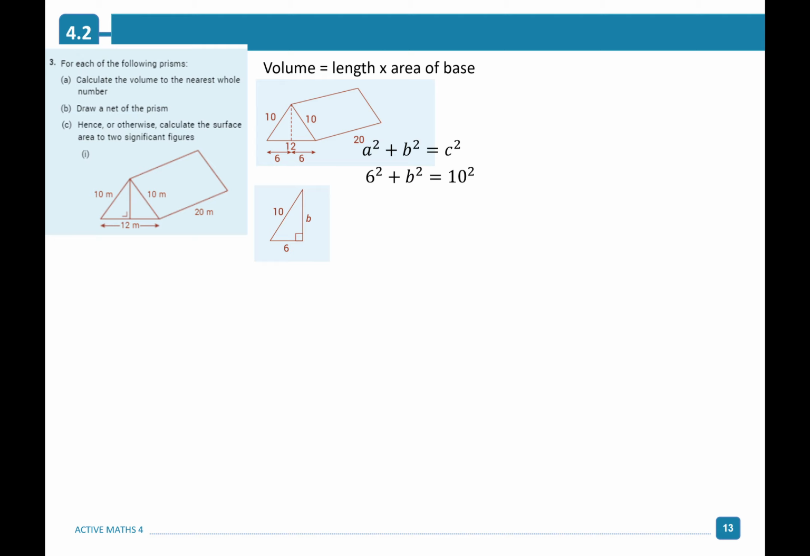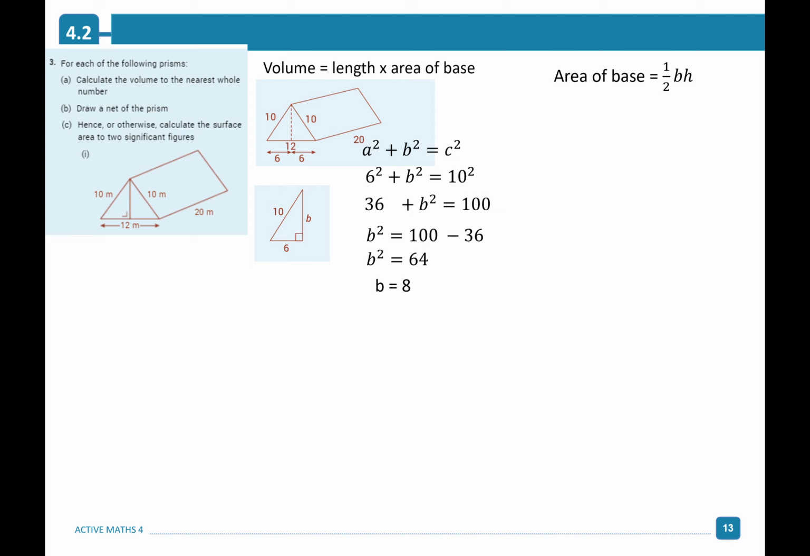Substituting in what we know, we have 6 squared plus b squared equals 10 squared, 36 plus b squared equals 100, and taking 36 away gives us b squared equals 100 minus 36. b squared is equal to 64. And then to find b, we square root both sides of our equation, so b is equal to 8. So that means the height of my triangle is 8.